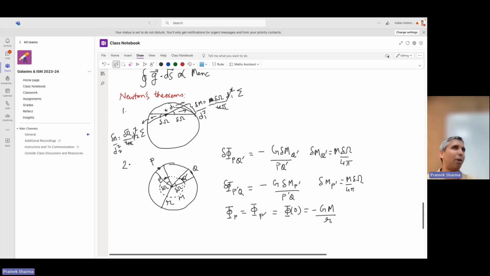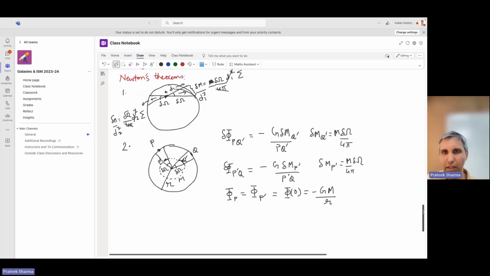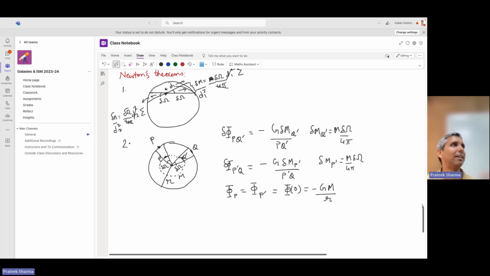These we always use all the time, but this is the way Newton did it. We normally do it using Gauss's law and all that. These are very important for calculating potentials and things like that.